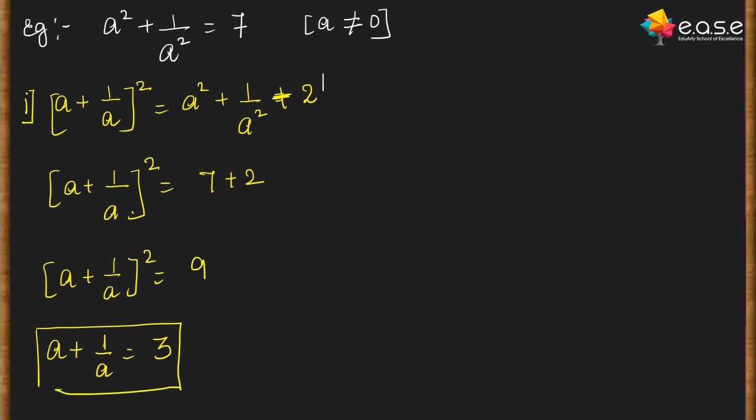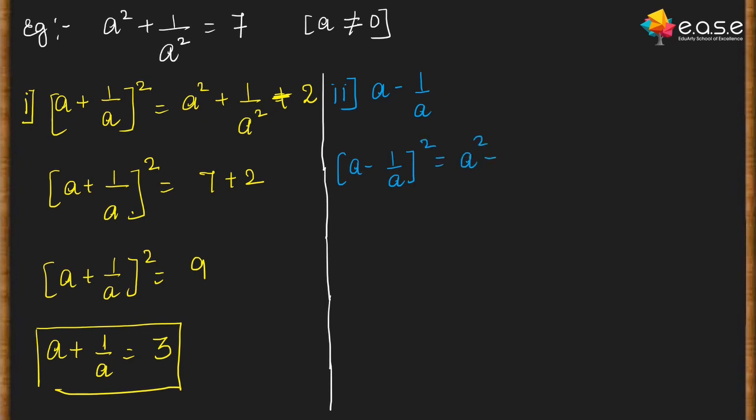I have not written the questions due to space constraint. Let us look at the second part of the question. They want us to find out a minus 1 by a. So we will take this a minus 1 by a and you square it. This is equal to a square plus 1 by a square minus 2. So that means a minus 1 by a the whole square is equal to, we have 7 here, 7 minus 2.